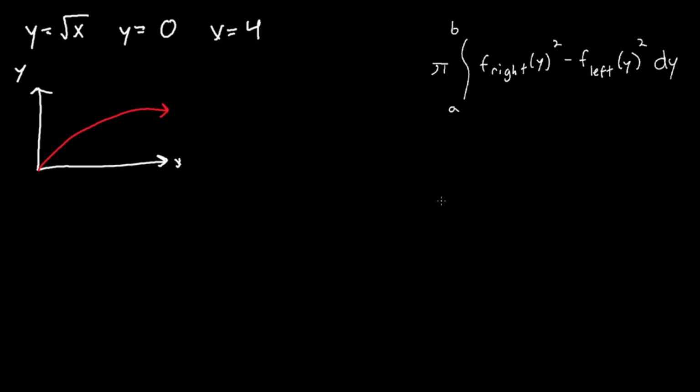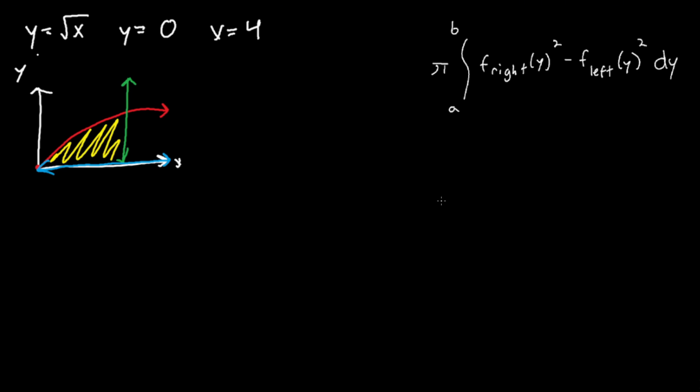The graph x equals 4 is simply a vertical line at x equals 4. And the graph y equals 0 is simply a horizontal line at the x-axis. So we want to rotate this region about the y-axis. Well, how do we do this?